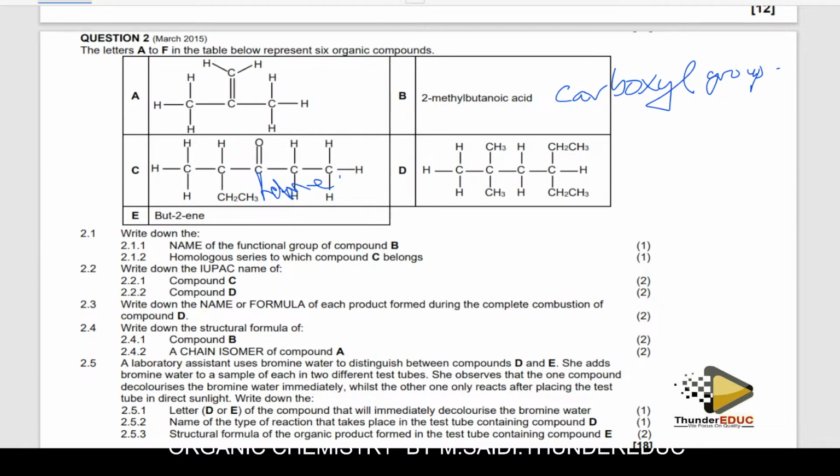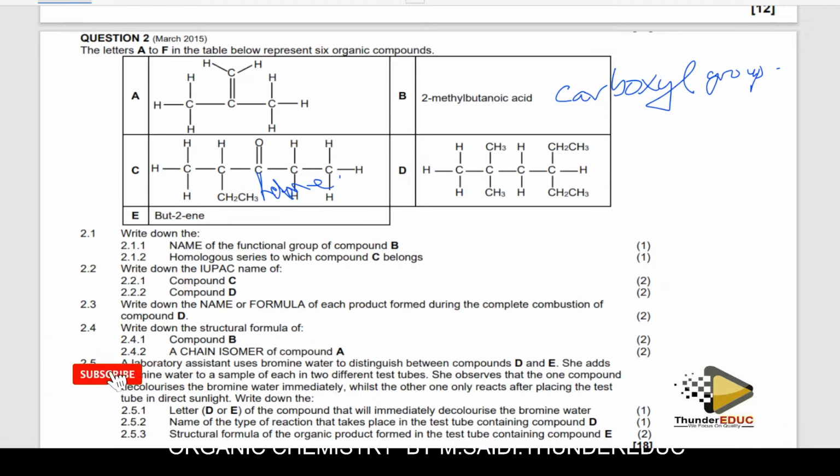You are supposed to check yourself and see that if this paper comes whenever you write it, will you be able to answer these questions? If you won't be able to answer those questions, please try to read more and more so that at least you get it. They are saying to write down the IUPAC name of compound C. Now I want to see compound C. Where is compound C? This is compound C.